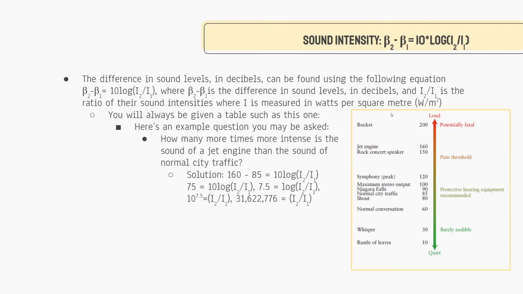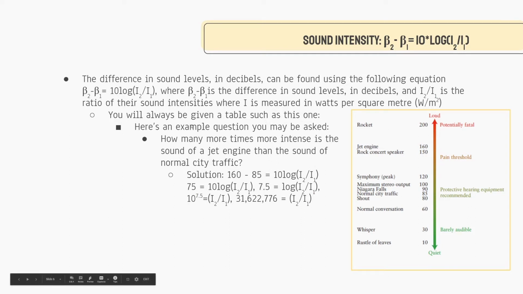I is also measured in watts per square meter, just in case you're wondering how to write that in an answer. So again, when you're dealing with sound intensity, you will have to have a table like this, because this table here will give you the values of the sound intensities and the decibels for each kind of sound.